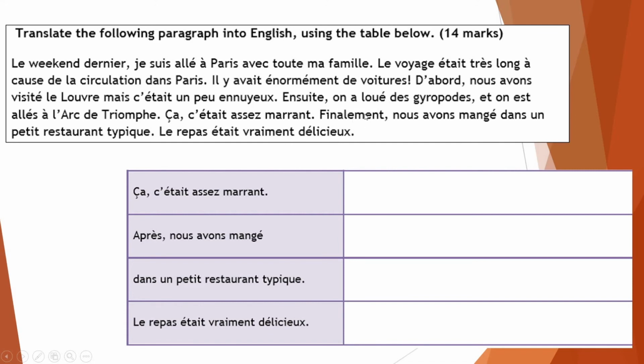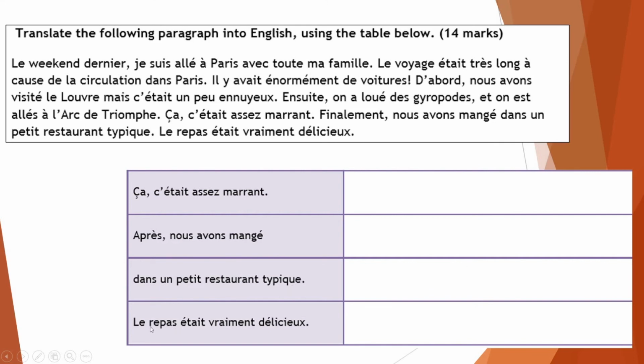And then finalement, finally, nous avons mangé. So who is nous? Hopefully you recognise manger, and if you don't, what would you do in a restaurant? And then dans un petit restaurant typique, hopefully you know petit. And then typique looks like an English word, so put all that together. So finalement, ignore that après, I changed it after, so finalement, nous avons mangé dans un petit restaurant typique.